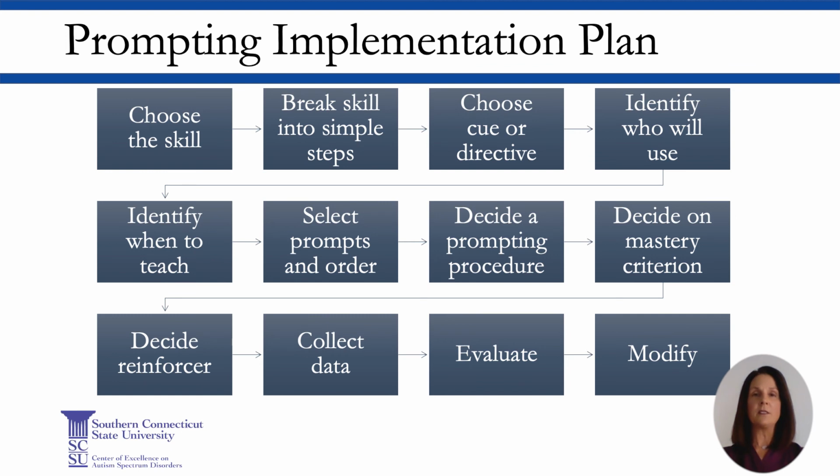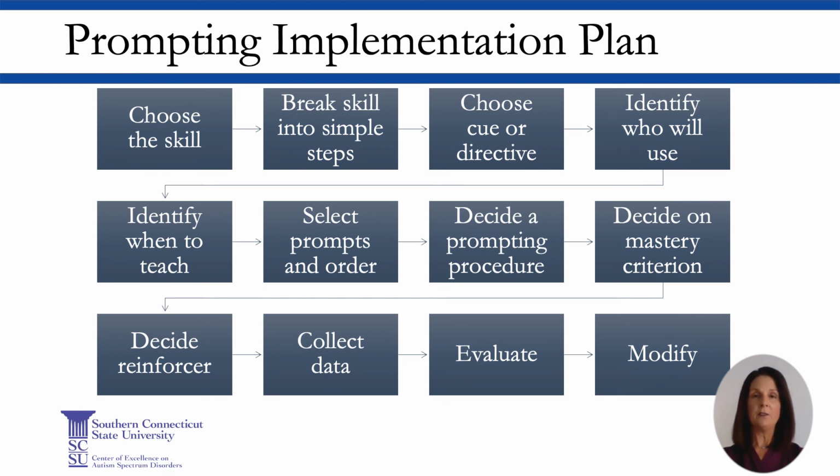And then you're going to select the prompts and the order you're going to use. Remember, in the prompting hierarchy, you don't need to use every prompt. You just use the ones that the students will relate to. And then you're going to decide a prompting procedure. Will the procedure be better off with a least to most procedure? Or will it be better with most to least? Or will you need errorless learning?